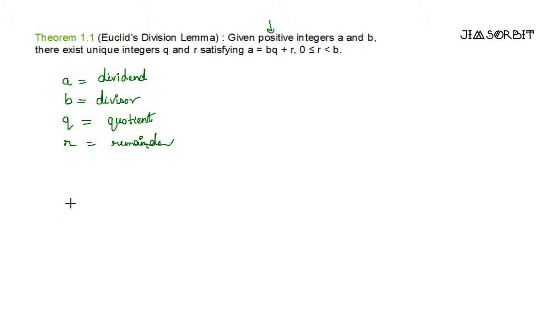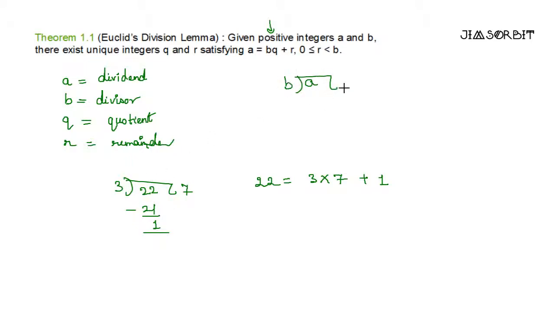Now, we have done this kind of thing in our junior classes. How were we doing it? Suppose we are taking 3 and we are going to divide 22. We would have written 3 7 times 21. It will give us 1 as our remainder. Correct. We knew that the dividend can be written as divisor into quotient plus remainder. So if we are going to divide A by a number B and you are getting Q as the quotient, your remainder is R, then obviously A is equal to BQ, divisor into quotient, plus the remainder.